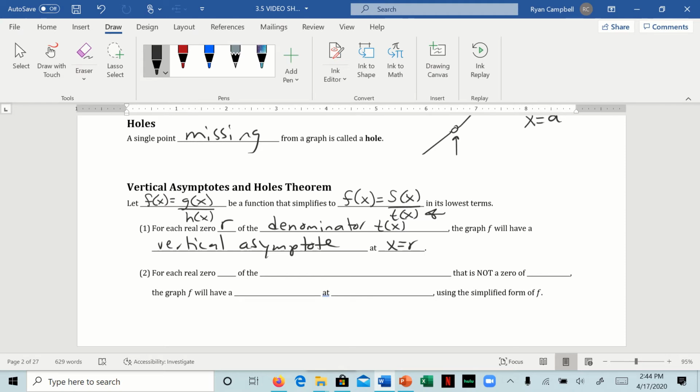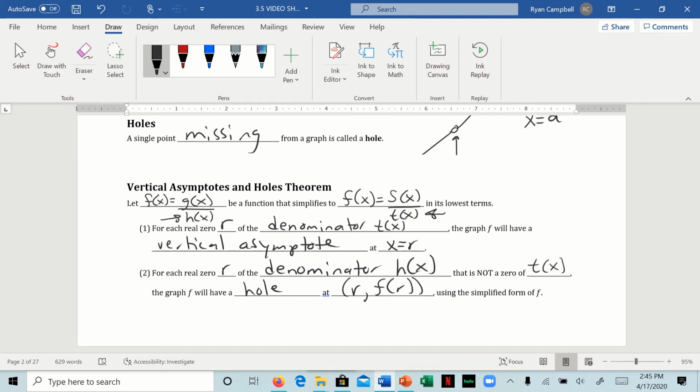Now, the way we get holes is that for any real zero that's in the denominator of the original, but not in the simplified form. So basically, that was something that we canceled out. If it's something that simplified out of it, that was on the top and the bottom, what you're going to end up having is a hole. So we have a hole at r, f of r. So basically we just plug that r value back into our simplified equation to figure out where it is.